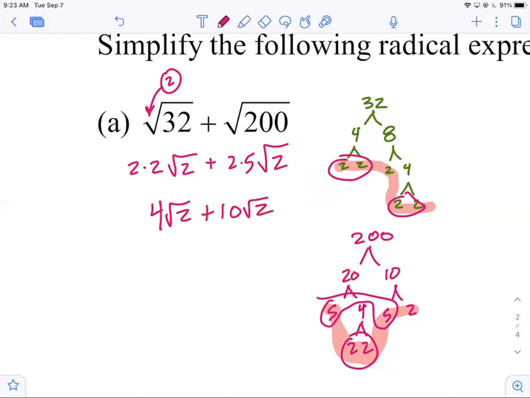And now this might as well be 4x plus 10x. These are like terms. These are like radicals. Think of the square root of 2 as being those. I have 4 of those plus 10 of those. How many of those do I have? I have 14 of those, right? So this becomes 14 of those. And there's your answer, okay? 14 square root of 2.